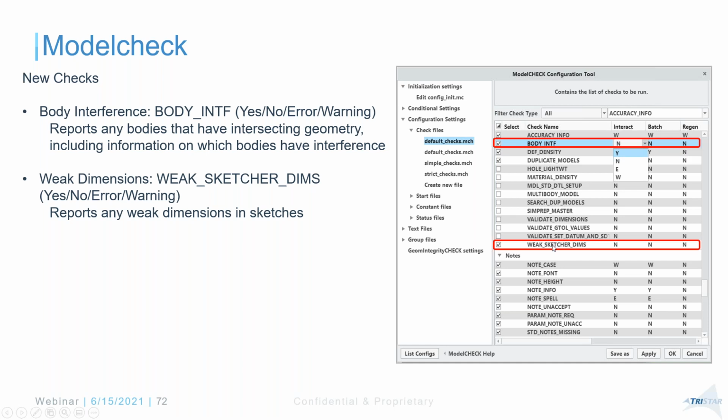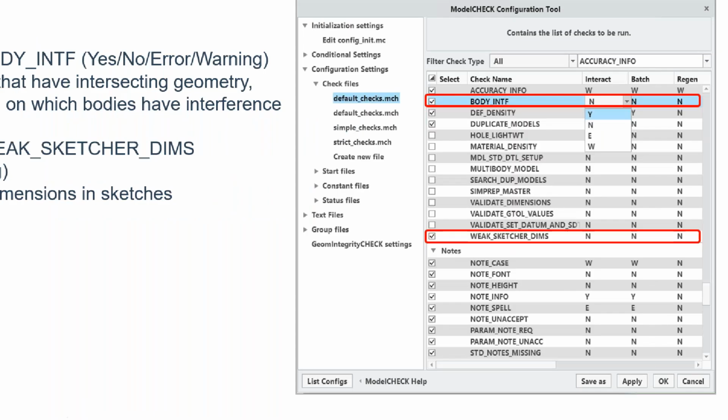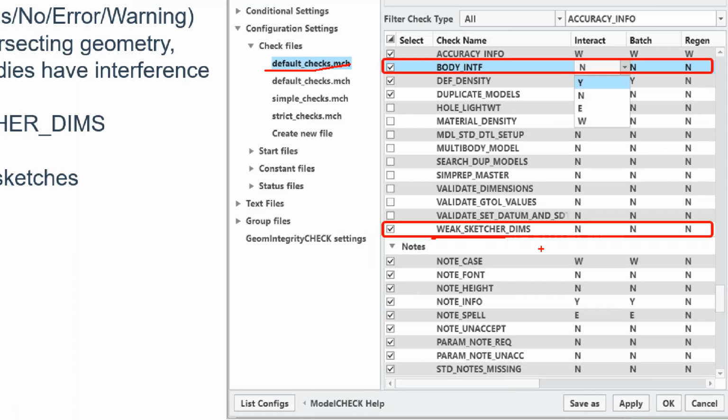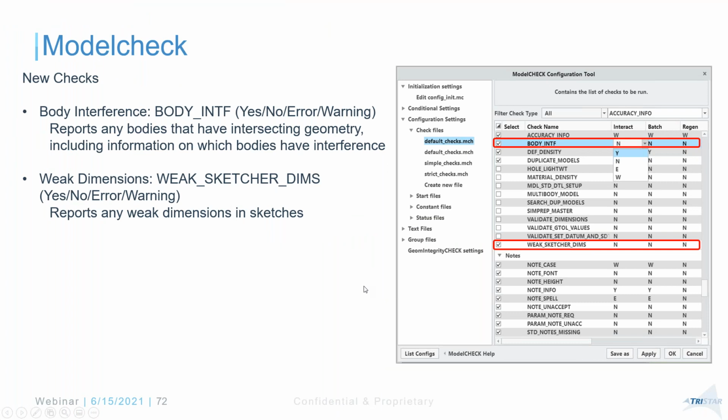They're again customer requests. You don't want your users to be saving their designs with weak sketcher dimensions. There is a check now for that, right? Under defaults, checks, MCH, weak sketcher dimensions. And should it be yes or no, or should it be an error, or should it just be a warning, and make it a soft or hard check?